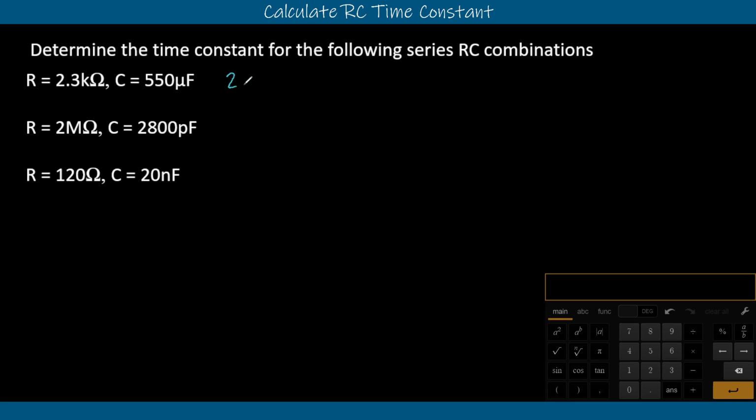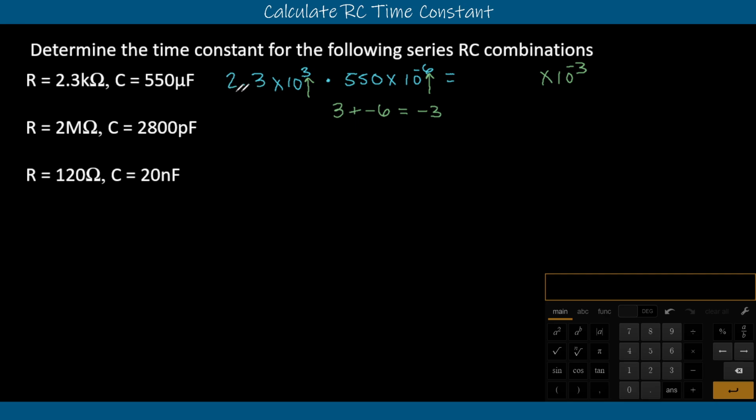We'll say that that is 2.3 times 10 to the positive 3. We'll multiply that by 550 times 10 to the negative 6. And we know immediately that we can resolve our exponents. If we're going to multiply, then our exponent values are going to add together. So we know we're going to be in milli. If we take a positive 3 and add a negative 6, we end up with a negative 3. And so whatever our answer is, it's going to be times 10 to the negative 3.